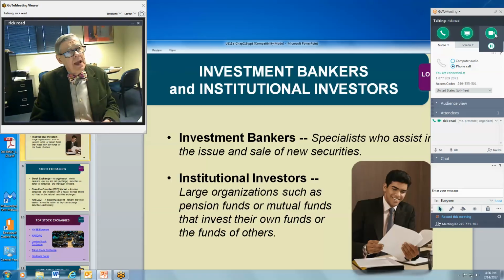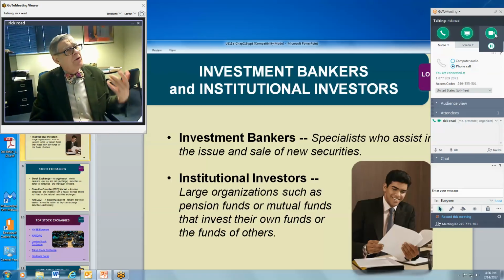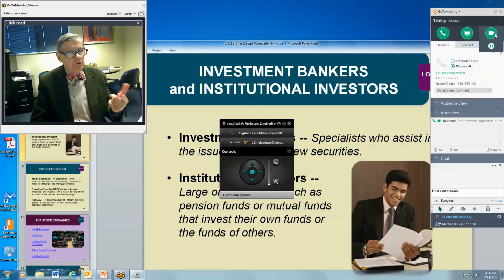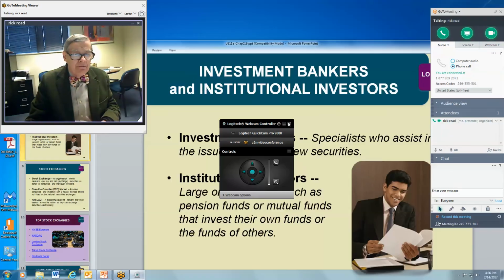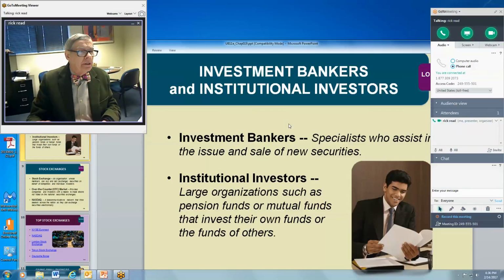Investment bankers are different than the banker that we deal with down the street. These are people who assist businesses for the most part. It talks about investors as well with the issue and sale of new securities. So we're back to this primary market, initial public offering, or something of that nature.